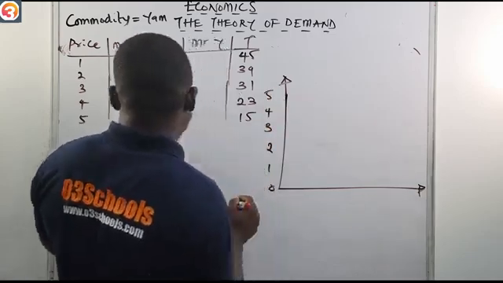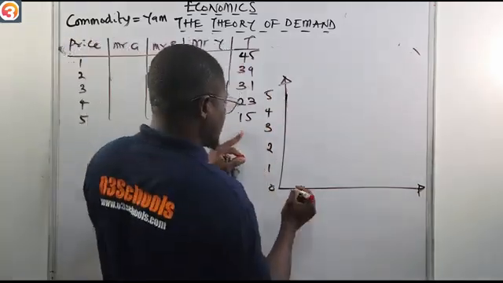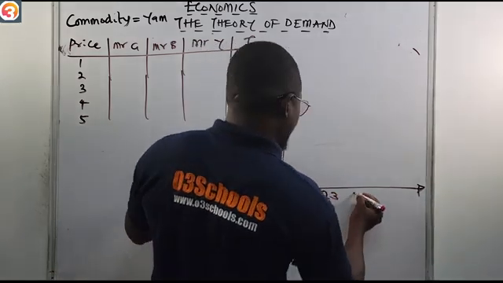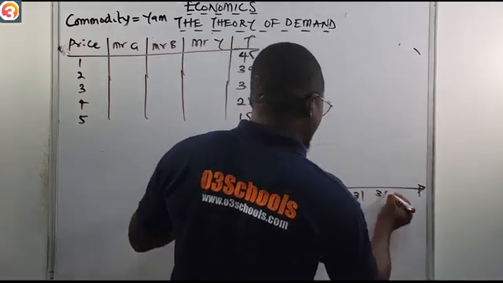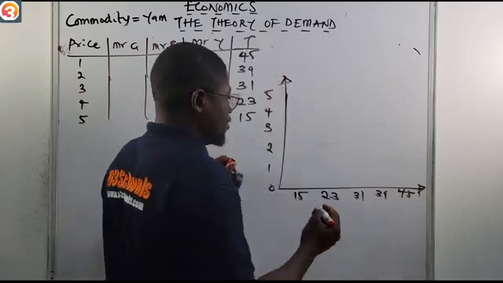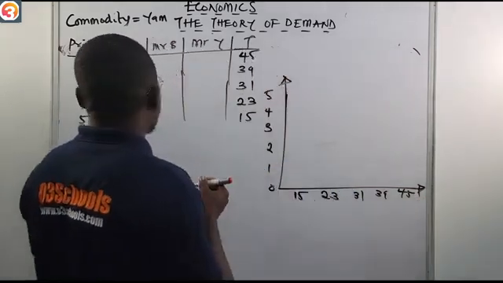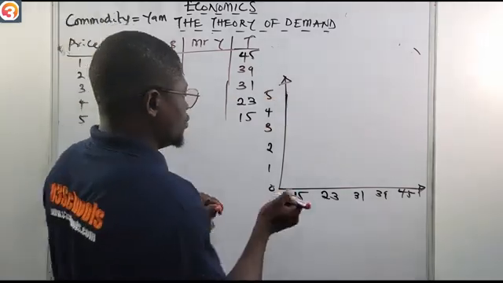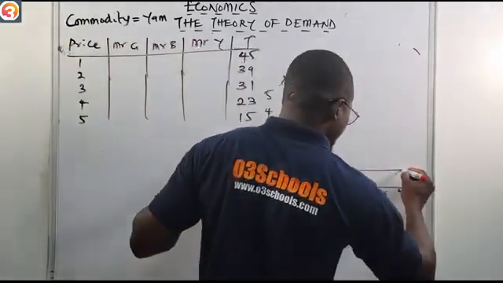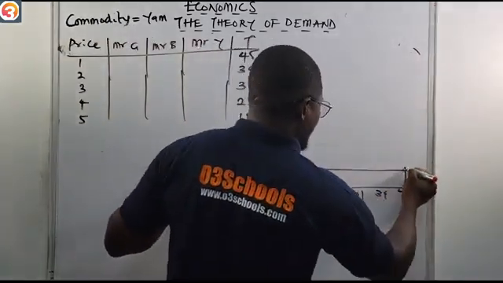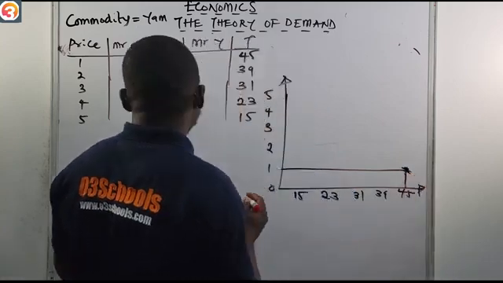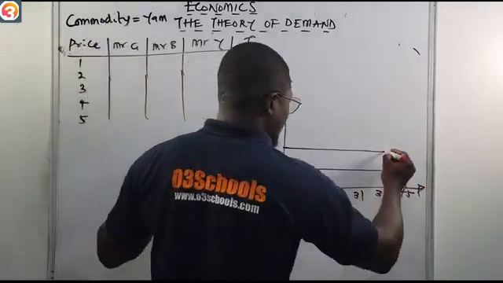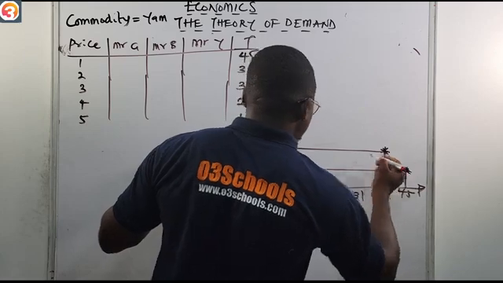The least total is 15, the next is 23, the next is 31, the next is 39, the next is 45. So when the price was 1 naira, total quantity demanded was 45. This is our point of intersection. When price was 2 naira, total quantity demanded was 39. This is our point of intersection.